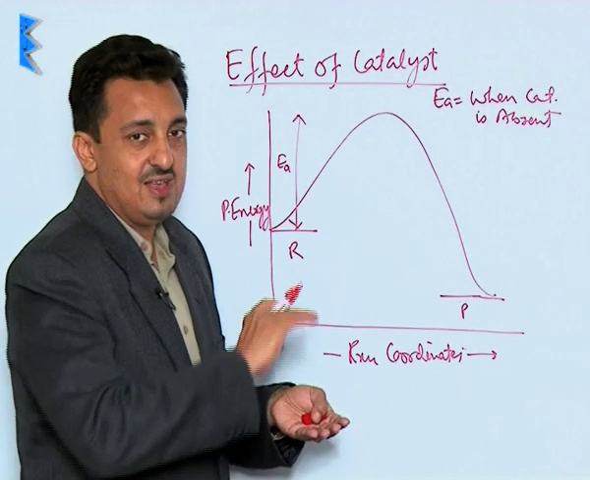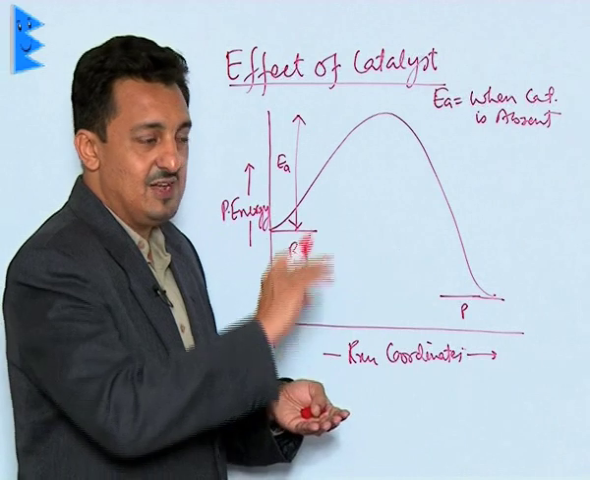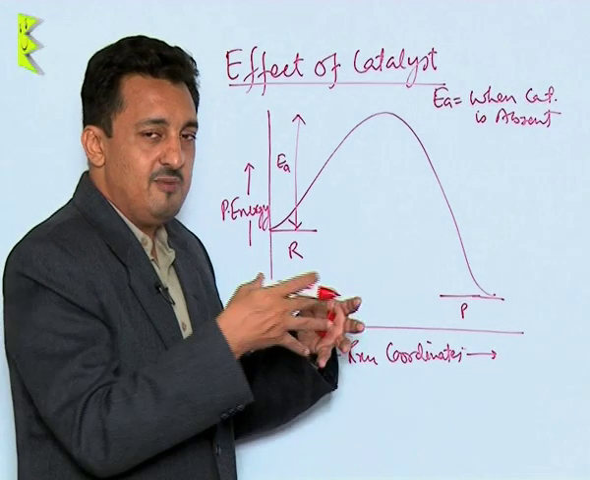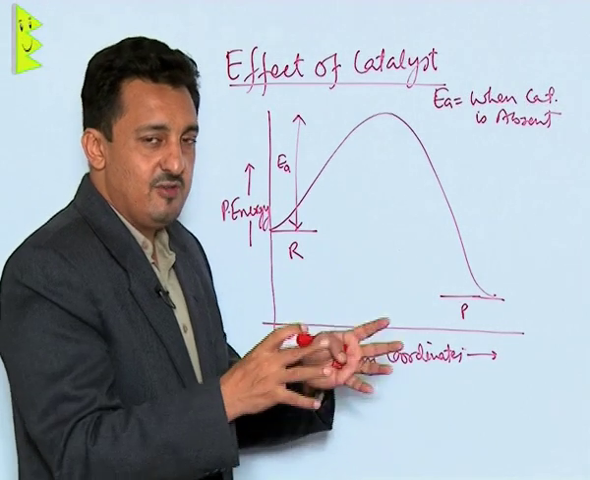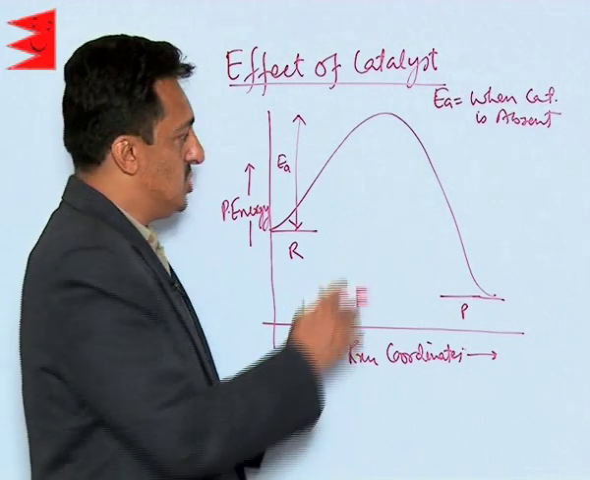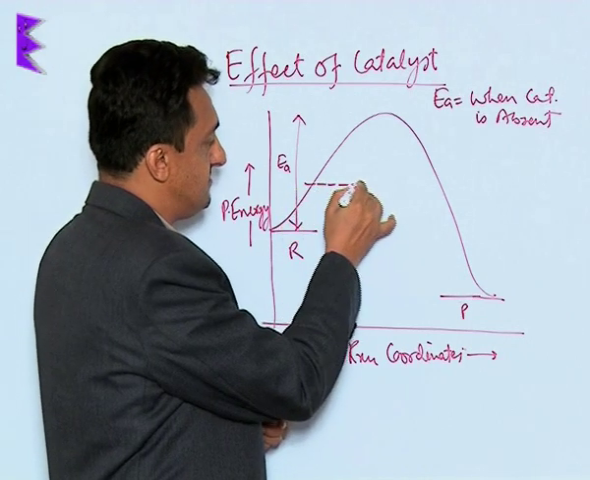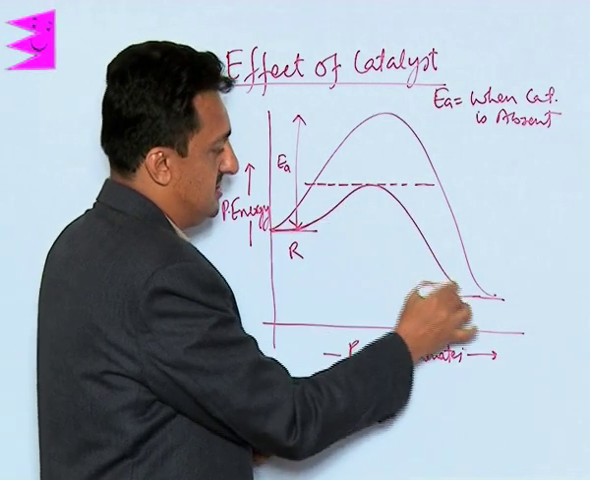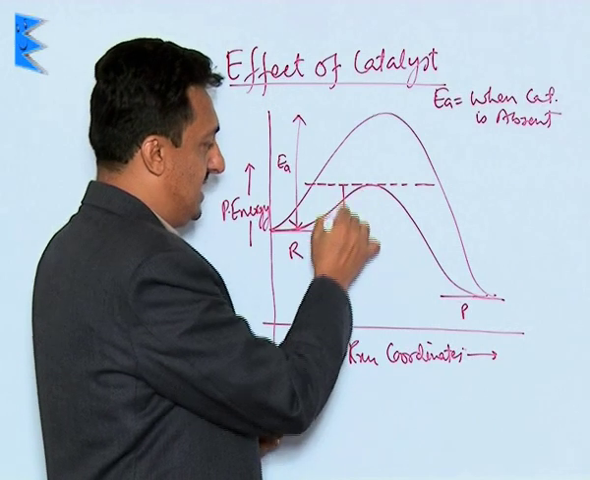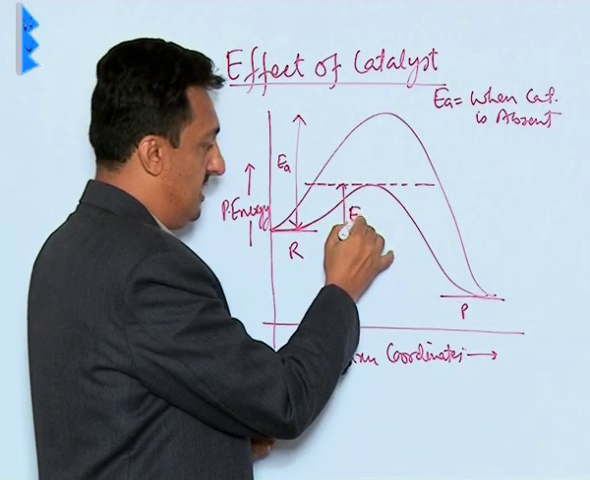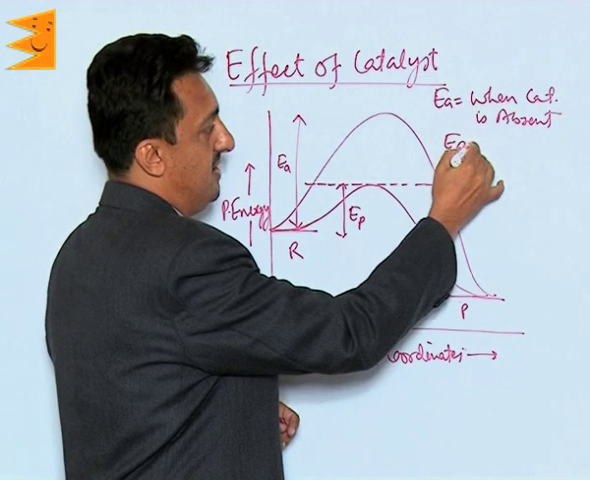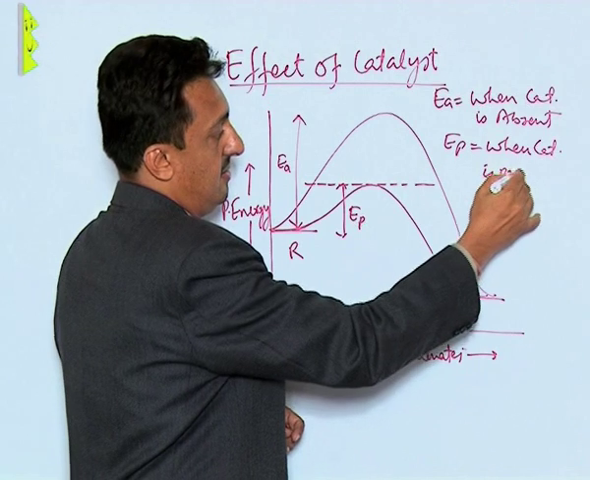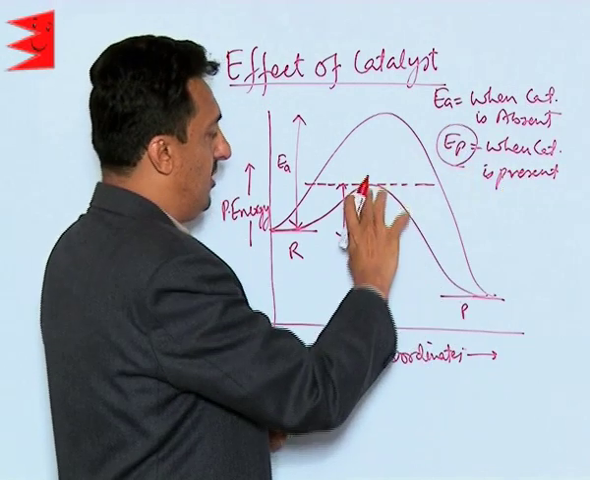How does it reduce it? By providing an alternate path, by an activated complex method. It combines with the reactants, forms temporary bonds, forms an activated complex, which further decomposes to give you the catalyst and the product back. So when we use the catalyst, the reaction follows this path. So the activation energy required now becomes EP. So what is EP? It is the activation energy when catalyst is present.